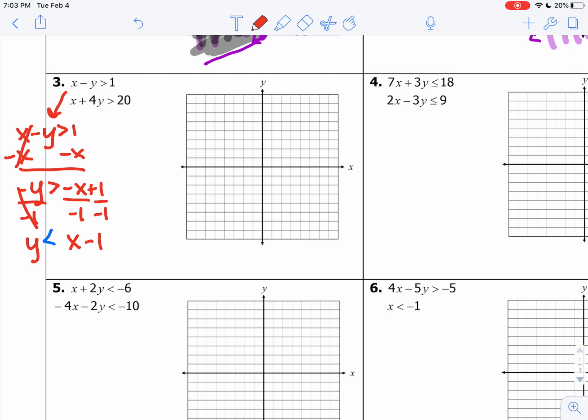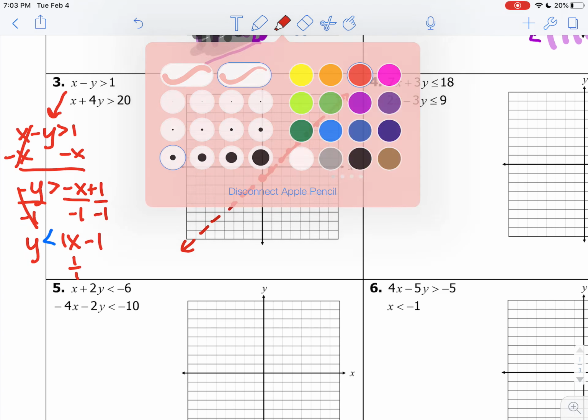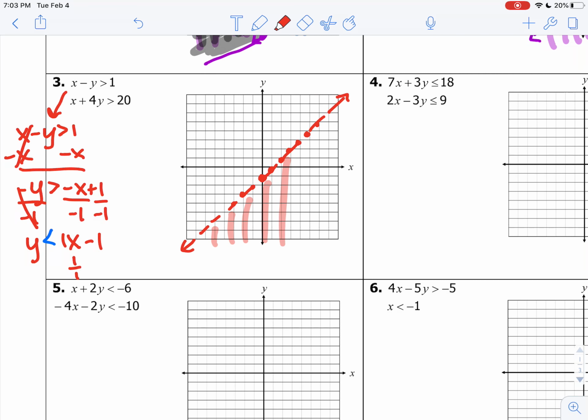Okay, so let's graph that one. I'm going to go down 1. And remember, there's a 1 in front of that, so it's really like 1 over 1 for the slope. So rise 1, run 1. I'm just going to keep going up here. And then this is going to be a dashed line. And then shade. This tells you to shade below because it's less than. So I'll shade in this direction.